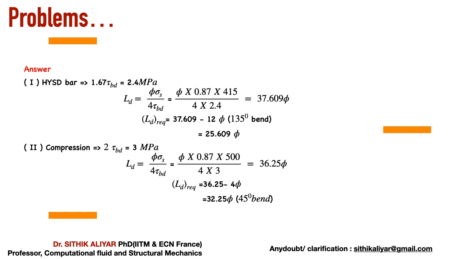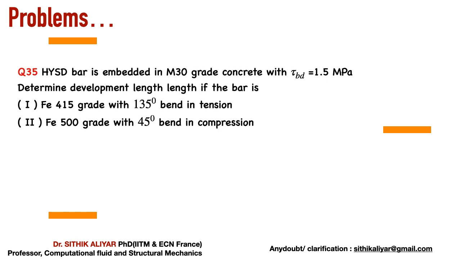But for LD required, they have mentioned a 135-degree bend, right? So I have to subtract 12 times the diameter of the bar from the answer, and I will get the answer as 25 times the diameter of the bar. That's it, very simple. So the second question: Fe500 grade with a 45-degree bend in compression.